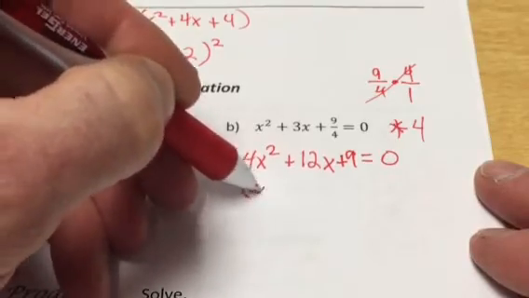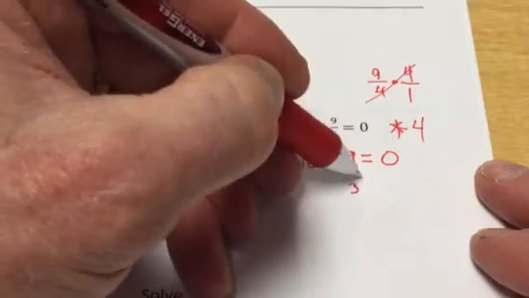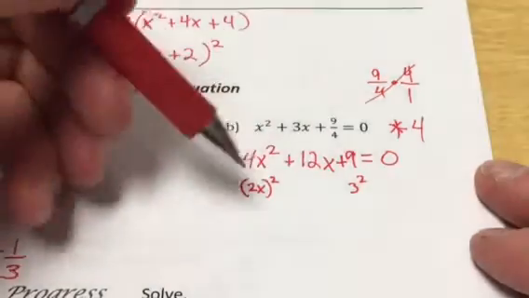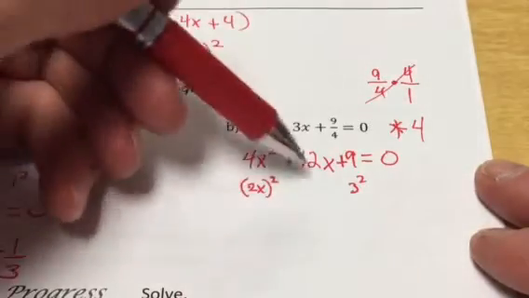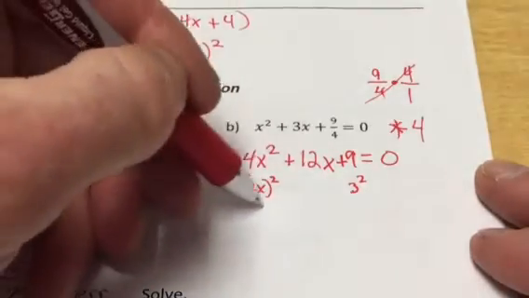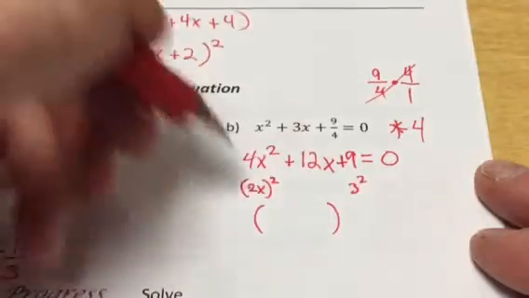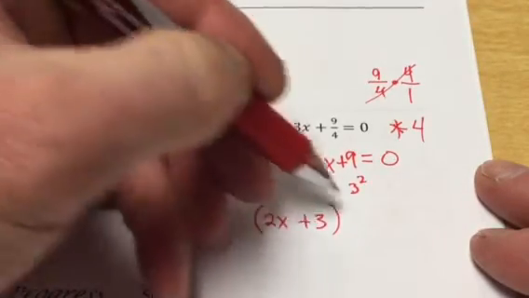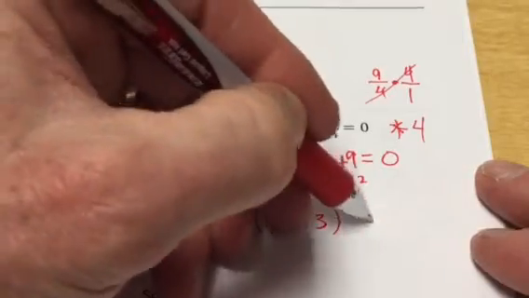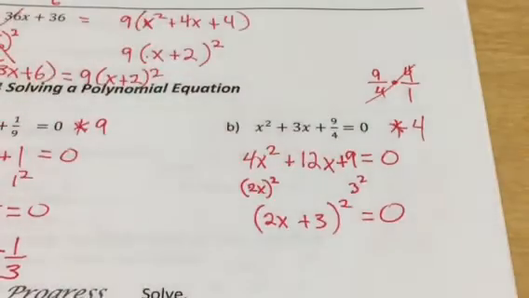This leading term looks like it's 2x squared. This one at the end is 3 squared. And if we took 2x times 3, that would be 6x, and doubled it, it would be 12. So that suggests that we should be able to say 2x plus 3 squared. And we're solving that.